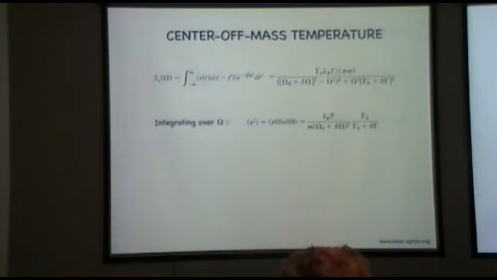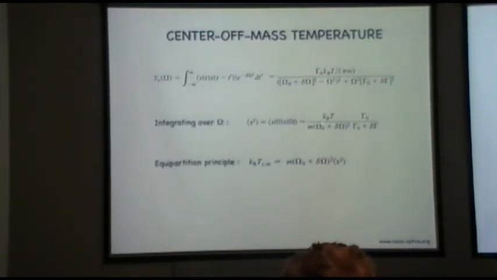Then we assume that the particle is in thermodynamic equilibrium. This is an assumption at this point. And then we can invoke an equipartition principle and basically assign to this motion, to this mean square amplitude, an effective temperature or a center of mass temperature. So what we do is we basically assign to the energy of the particle a temperature. That's what we do.